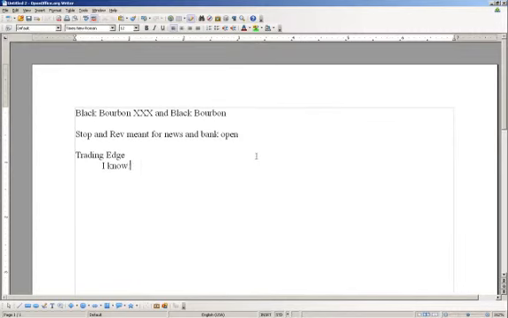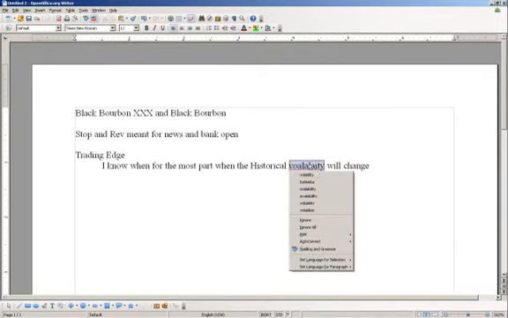I know, for the most part, when the historical volatility will change. Okay, now I know that because of what we call time slicing of data. Because I can go back and I can say, well, when news comes out, HV expands. Waiting for news, HV contracts. This is a big advantage.